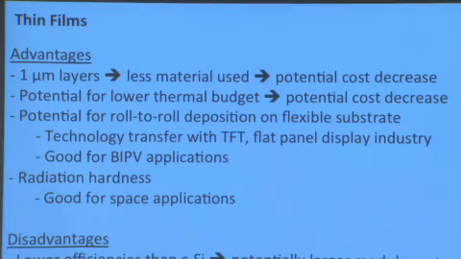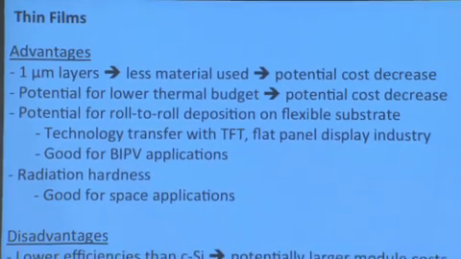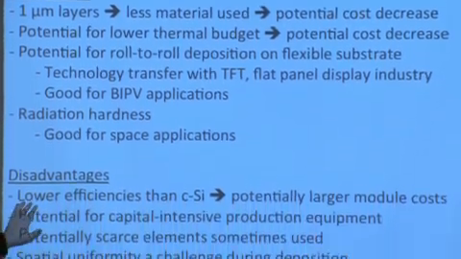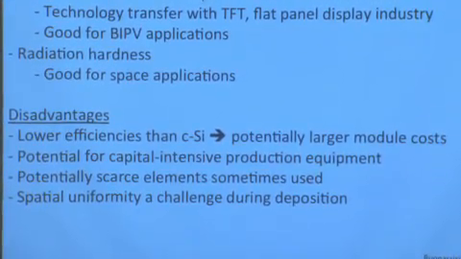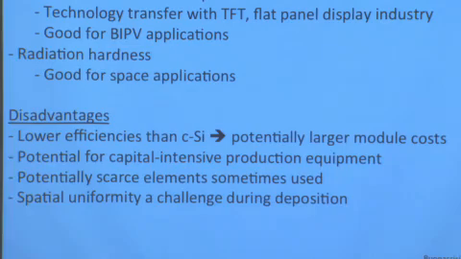Now, let's hop down to the disadvantages real quick. If you're depositing a very thin layer and it's not high efficiency, then you need more glass, more encapsulants, more framing materials, more labor and everything for the same amount of power out. If your efficiency is low, your cost will be higher. Even if you have a dirt cheap absorber layer, you might as well get the absorber for free.